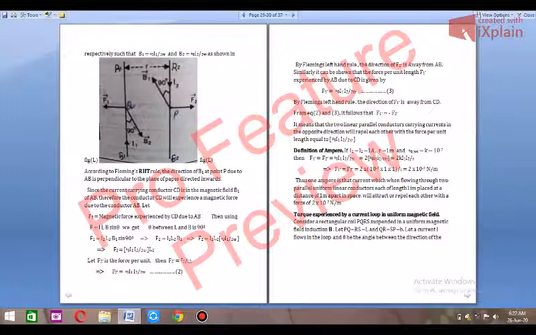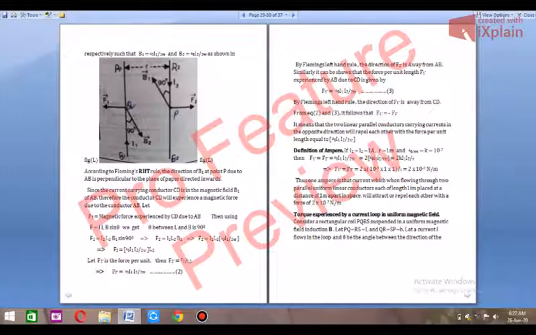Since the current carrying conductor CD is in the magnetic field B1 of AB, therefore the conductor CD will experience a magnetic force due to the conductor AB. Let F2 be the magnetic force experienced by CD due to AB. Here it is correct, but in the first case I had mistakenly written it as AB due to CD, but it is actually CD due to AB. Remember this thing. F2 is the magnetic force experienced by CD due to AB.